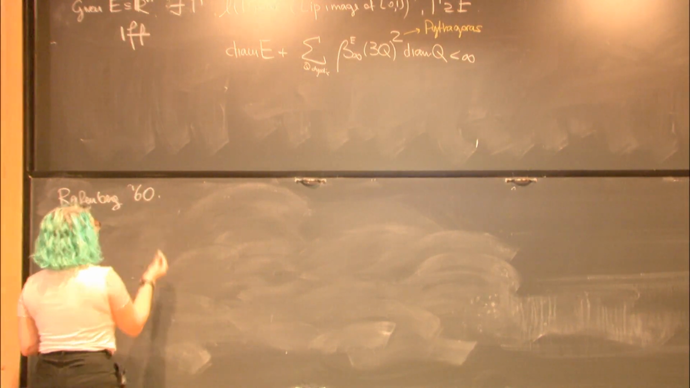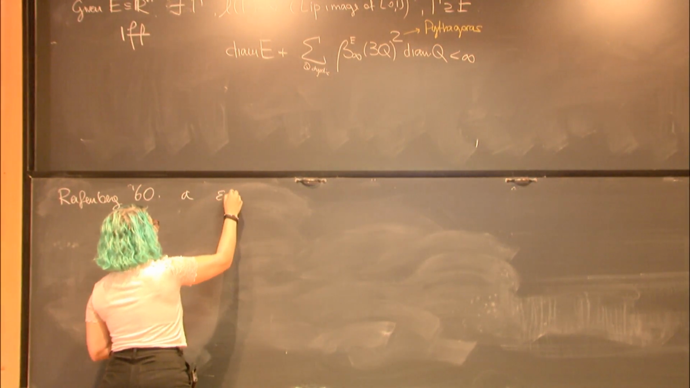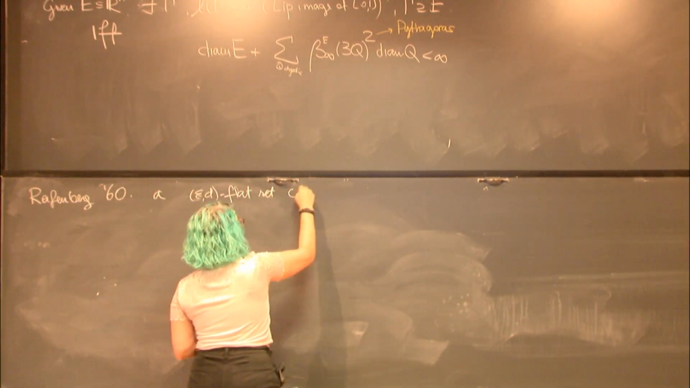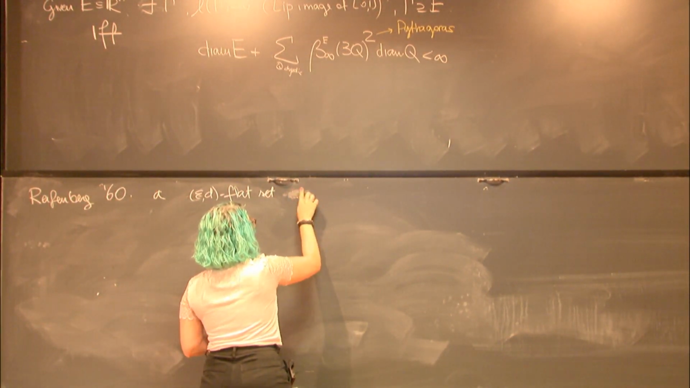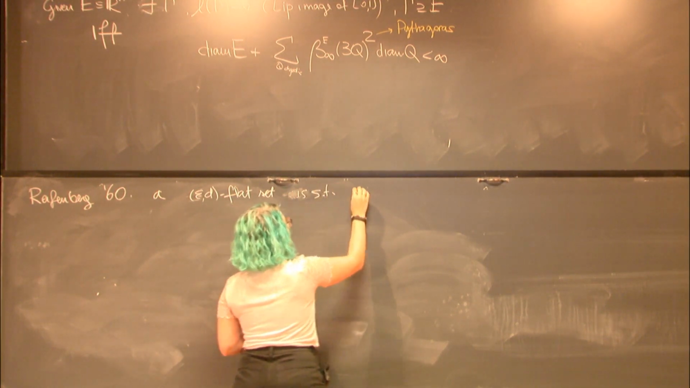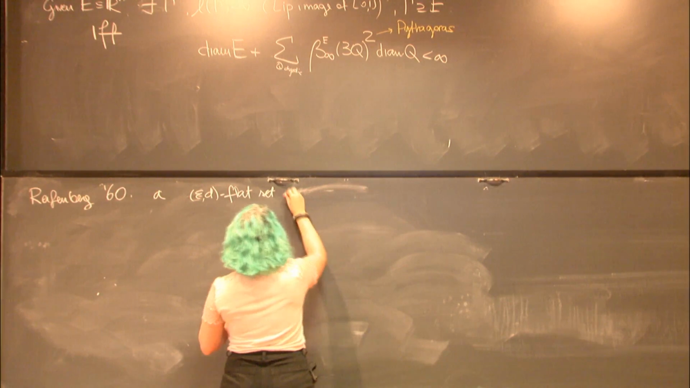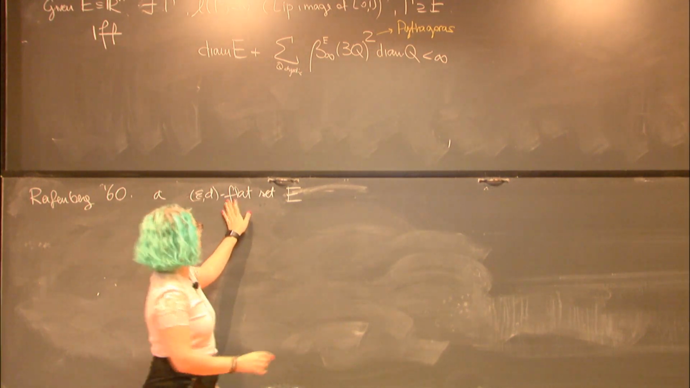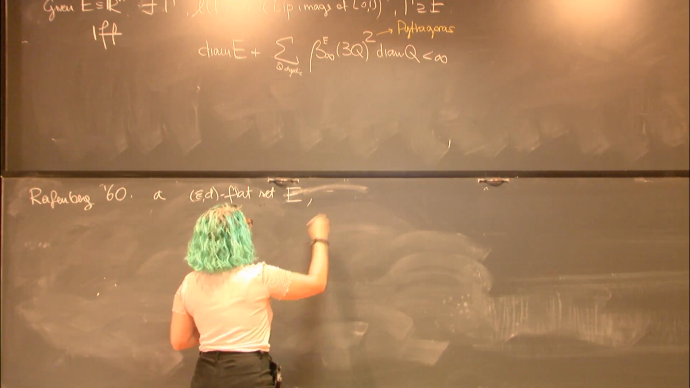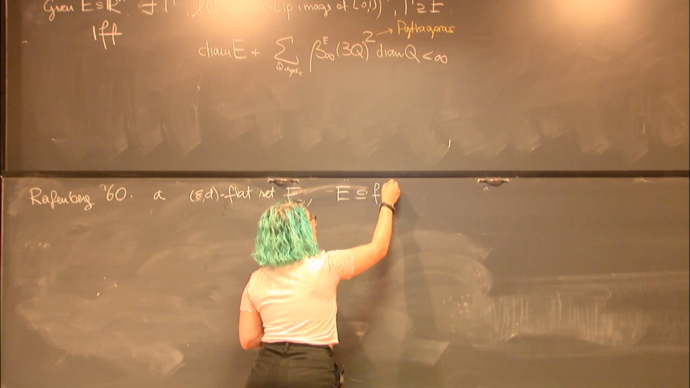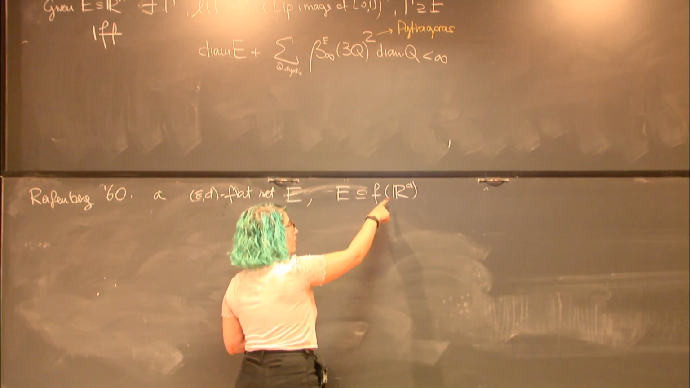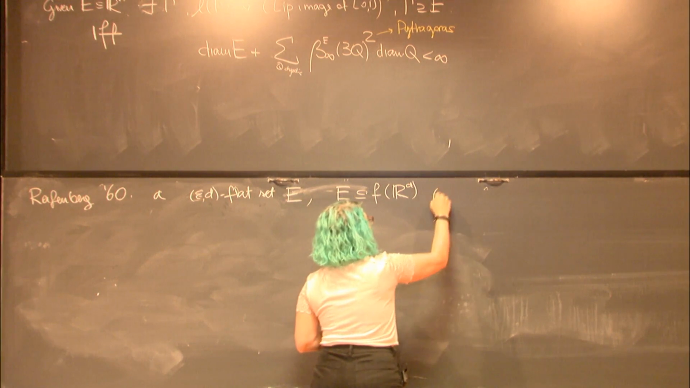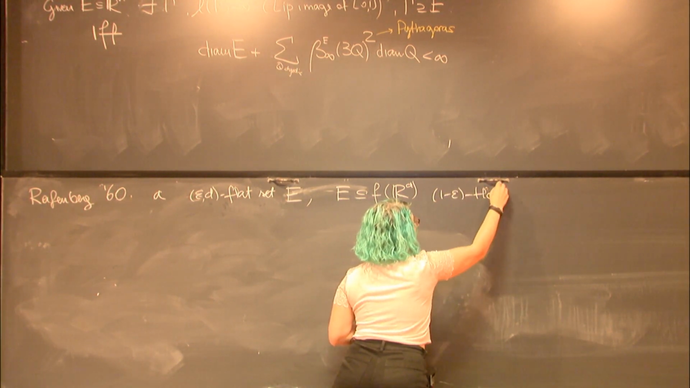So he proved that if you have an epsilon flat set E, which I did not define, I will do that, I promise. That's not true, I will not do that, but it's okay. E is contained inside, is parameterized by a map of R^d, and this map is 1 minus epsilon Hölder.